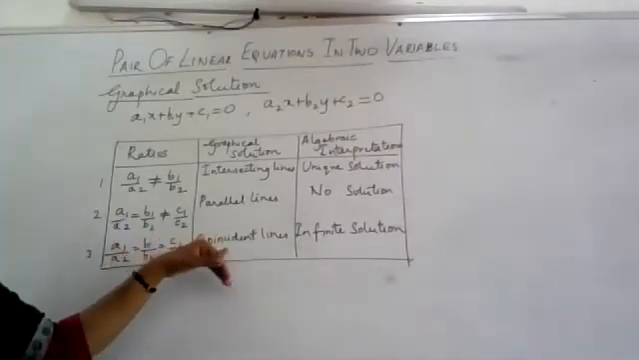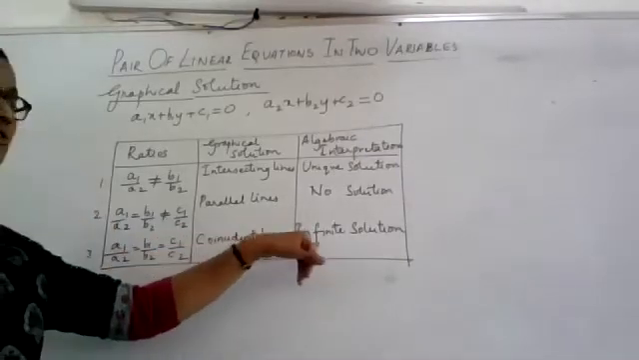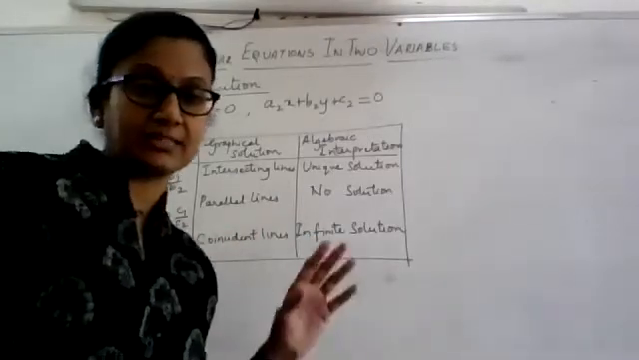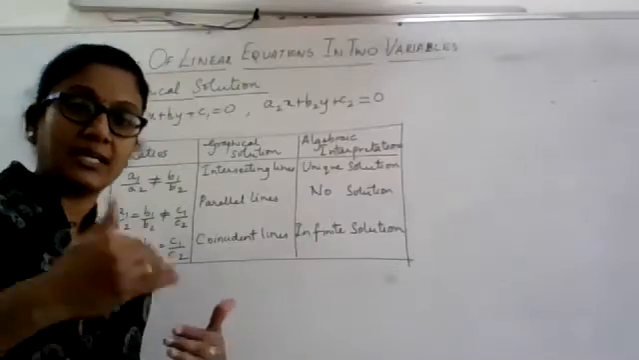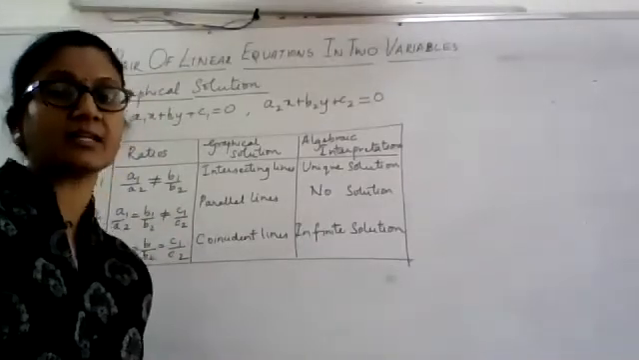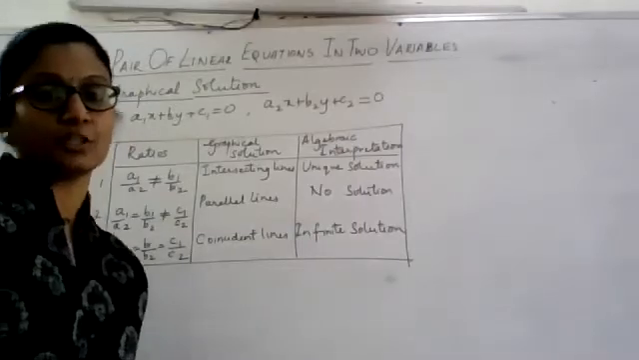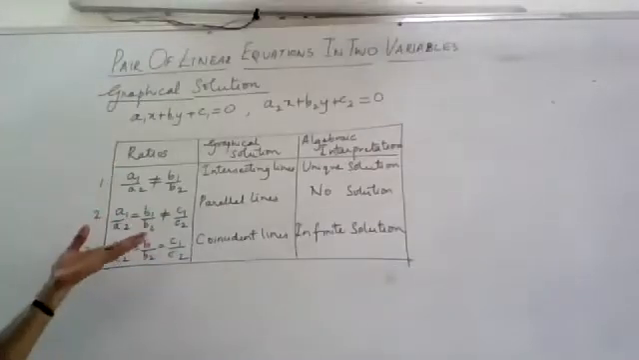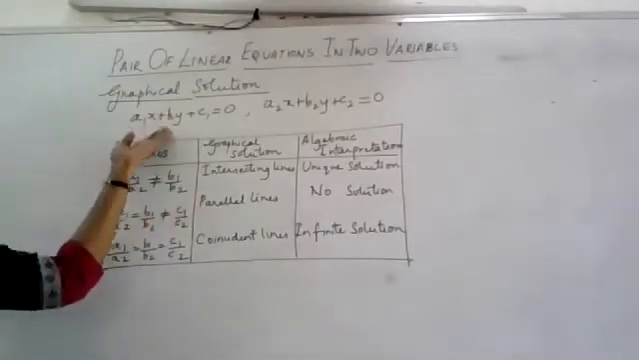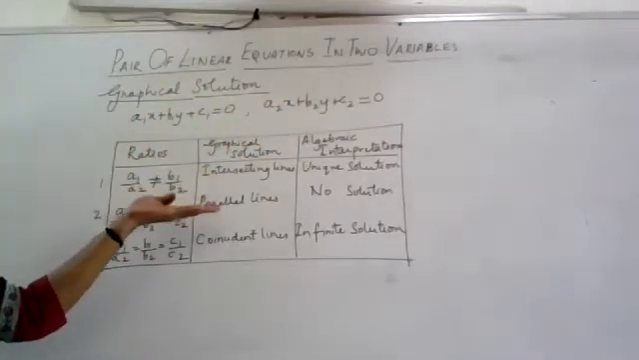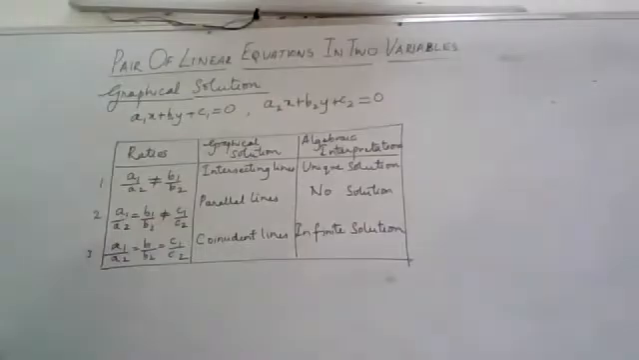So if they are coincident lines, it means the solution is infinite because every point on that line is a solution. Now because each line is lying over the other, all the points on that line will be solution for the given set of equations. Alright, so this is how you will be able to judge and decide whether the given pair of equations results in intersecting lines, parallel lines or coincident lines.